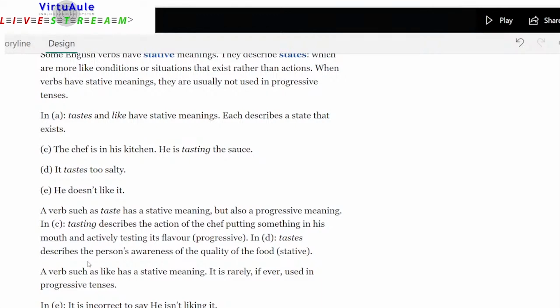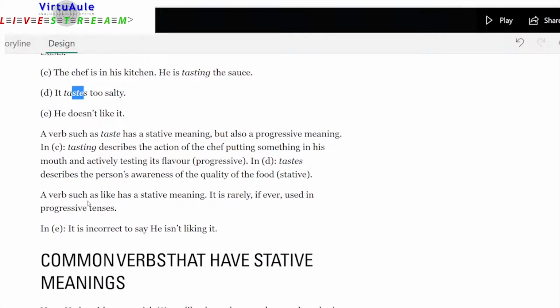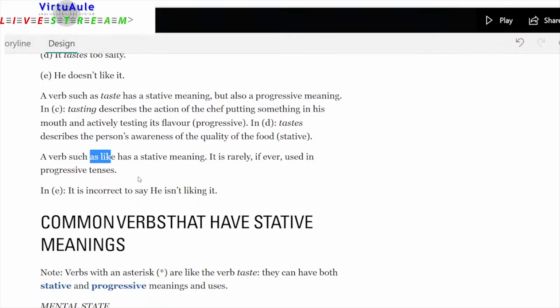In D, tastes describes a person's awareness of the quality of the food. It's stative. It tastes too salty. It would be strange to say, it is tasting too salty, because you are talking about the awareness of the quality of taste. He doesn't like it. A verb such as like has a stative meaning. It is rarely, if ever, used in progressive tenses. In E, it is incorrect to say he isn't liking it. He doesn't like it.